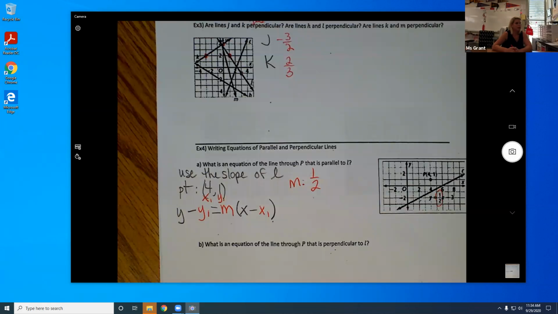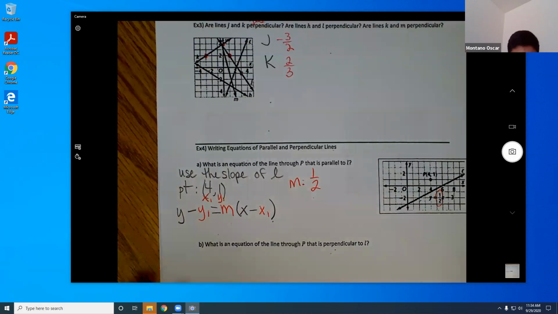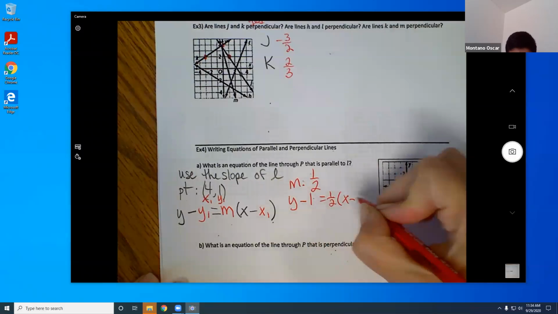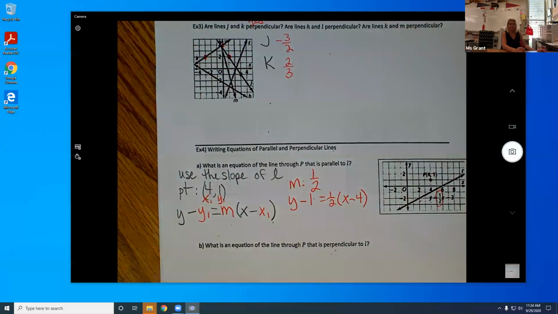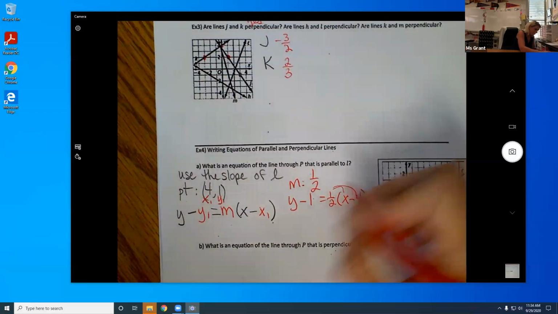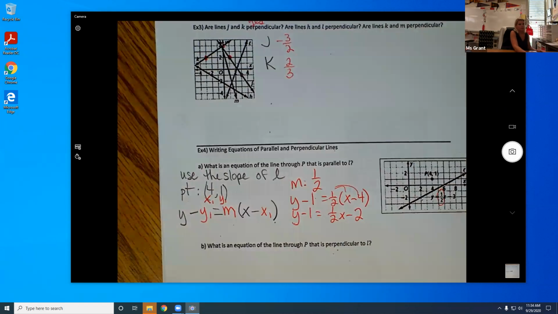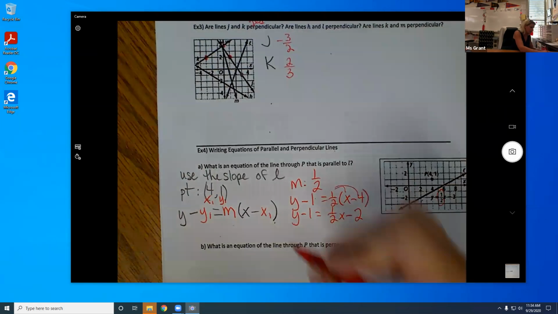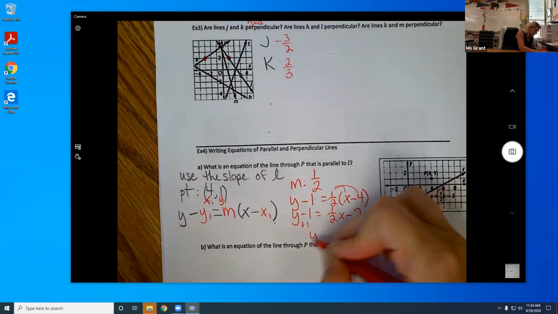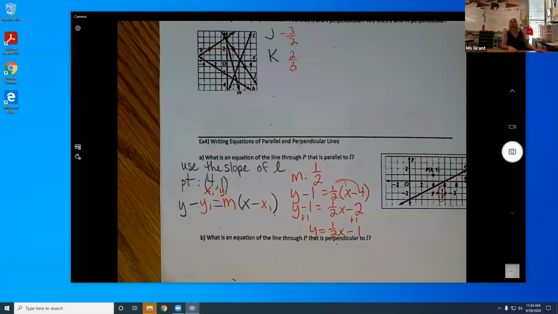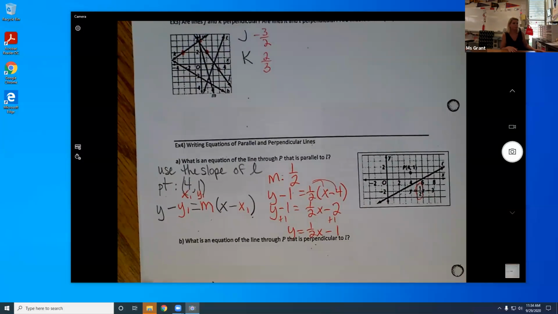Oscar, do you want to help me? It'll be y minus 1 equals 1/2, and then x minus 4. Perfect. Going to distribute, get it into y equals mx plus b. Distribute, add 1 to both sides. There it is. That is the equation of the line that passes through point P.